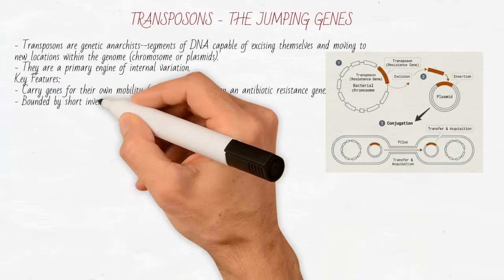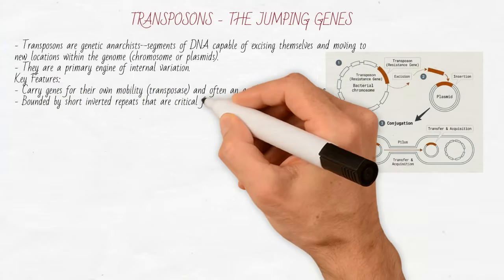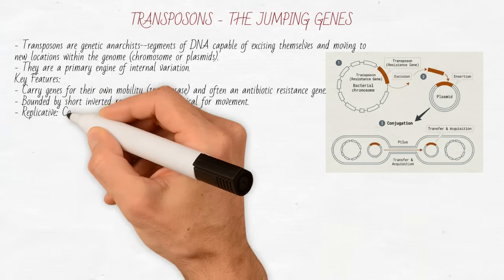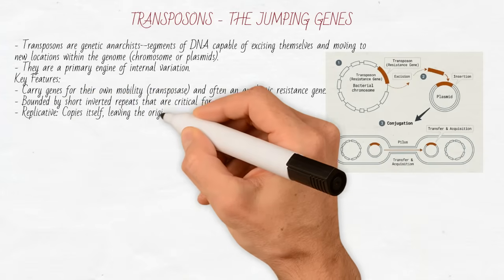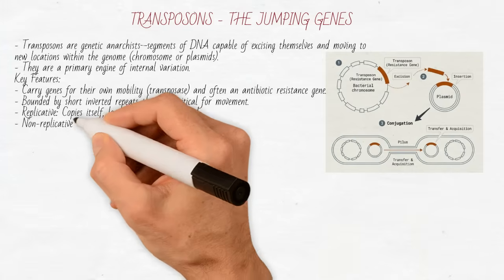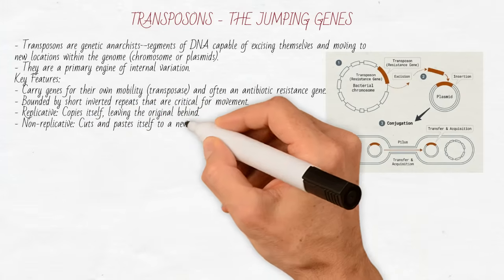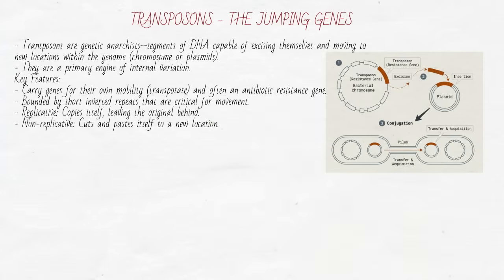Their movement is governed by short inverted repeats at their ends. We classify them as either replicative, which leaves a copy of itself behind so it spreads, or non-replicative, which just moves from one spot to another. The clinical link is inescapable. Transposons are why resistance spreads so fast. A transposon with a resistance gene can jump onto a plasmid, that plasmid gets conjugated into a new bacterium, and then the transposon can jump off the plasmid and onto the new host's chromosome, making it a permanent fixture. It's the ultimate adaptability engine.